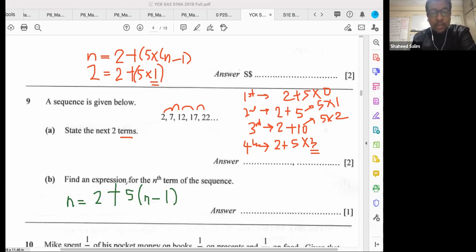So this is your formula. But you can times it out. 5 times n, 5n. And then 5 times minus 1, minus 5. Then you have plus 2, right? You can simplify further. You owe $5, you have $2. So your final one is you still owe $3. 5n minus 3.